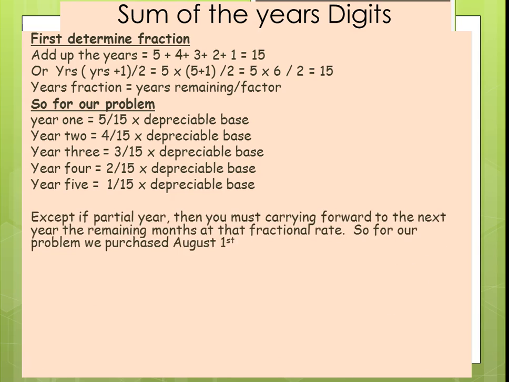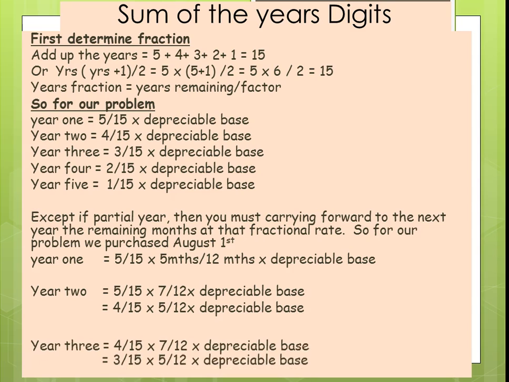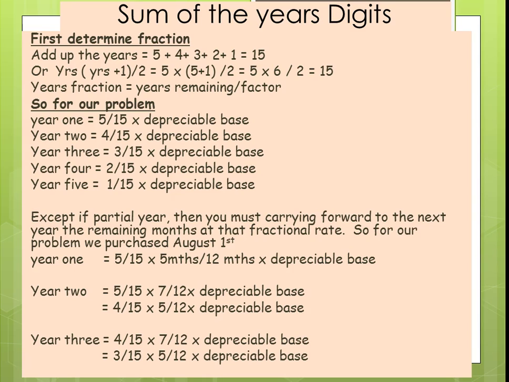However, since we have a partial year, then you must carry forward to the next year the remaining months at that fractional rate. So here's what it looks like based on the purchase. We purchased this on August 1st. So year 1, we get 5/15 times 5 months divided by 12. For year 2, we carry forward that 5/15 and take it times 7/12 with the remainder of that first year. And then for year 2, we take 4/15 times 5/12. And then we do the same thing for year 3. We take those 7 months at 4/15, and then we take 3/15 times 5/12.